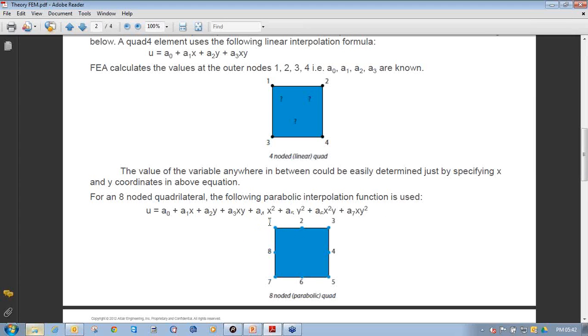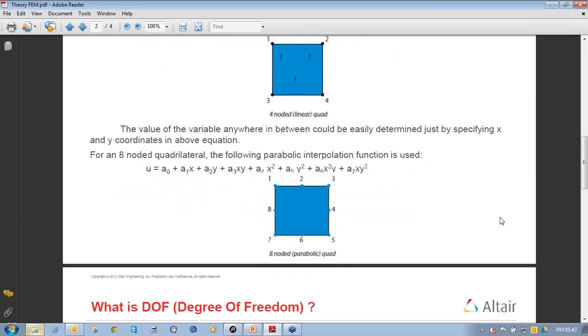The software calculates the result for all these nodes 1, 2, 3, 4, 5, 6, 7, 8, and then to find the result in between, within this element or this area or this domain, the software uses this interpolation function. By just specifying the coordinates of x and y, we can find the results in between, over the entire domain.